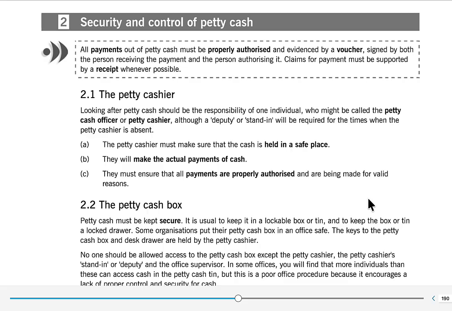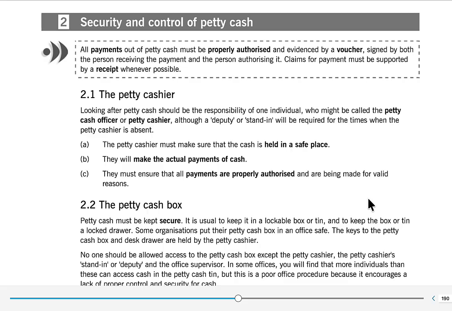Quick summary for students. Let us close this lesson with a simple summary. The petty cashier is responsible for petty cash. The petty cashier keeps petty cash secure and locked. The petty cashier makes cash payments only for valid business reasons. The petty cashier checks that payments are properly approved. The petty cashier keeps documents, vouchers, receipts, and signatures.